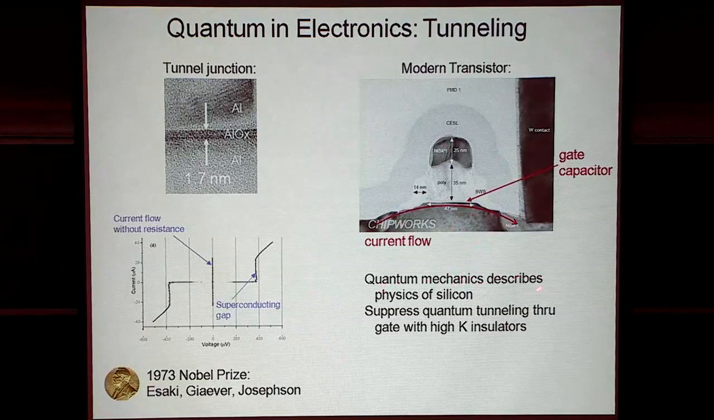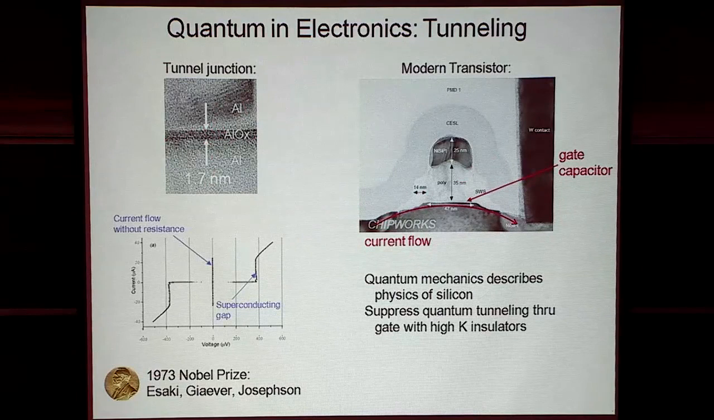It turns out that in modern devices, it's very easy. This is so thin that electrons can tunnel from here to here, which is bad. That's a leakage current that consumes a lot of power, and you just can't make portable devices that way, like my laptop. So they suppress that by making this with special materials to make sure that they kill the quantum tunneling process through here. So it's very important in these modern devices to understand quantum mechanics.